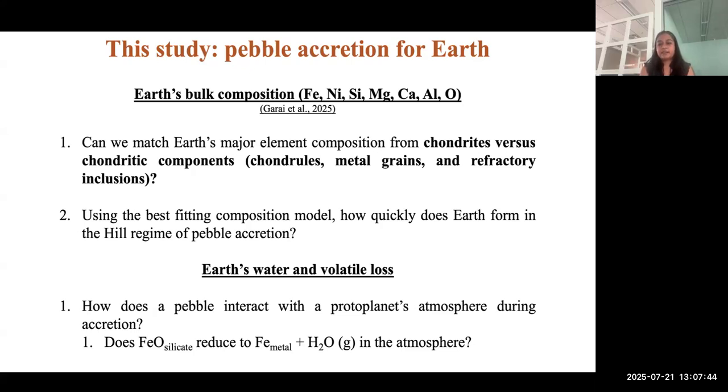This is the first set of studies, and I have already published this work. Recently, I've been working to understand Earth's water sources and volatile loss during pebble accretion, which I will show. So there are two parts. First, I will discuss the Earth's bulk composition part, and then I'll move on to the ongoing work I've been doing.